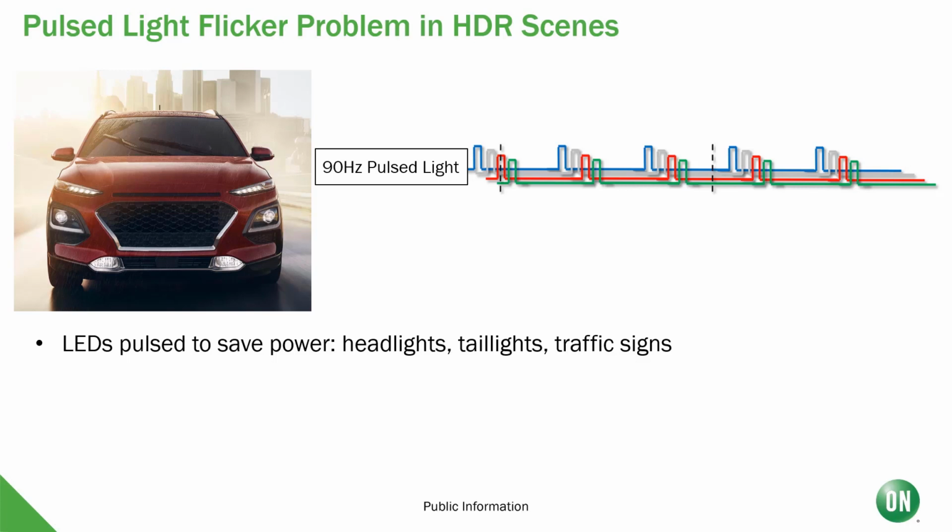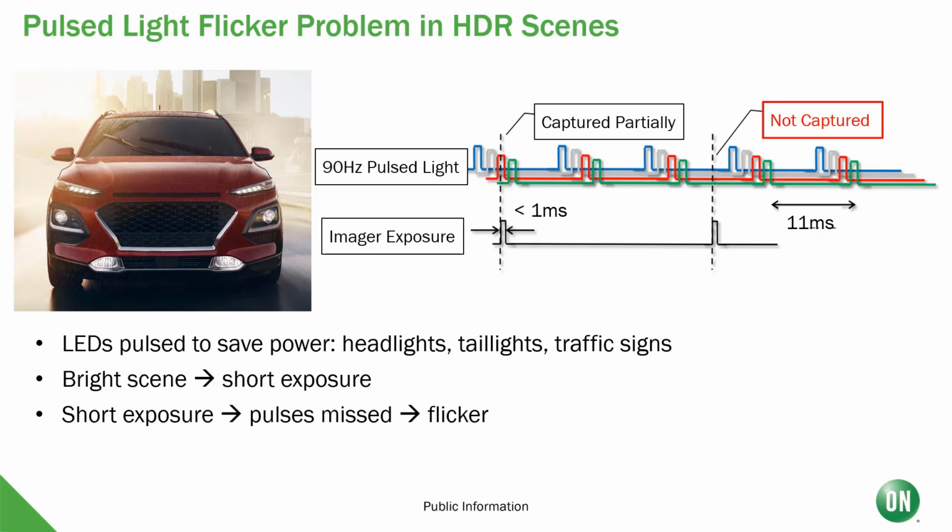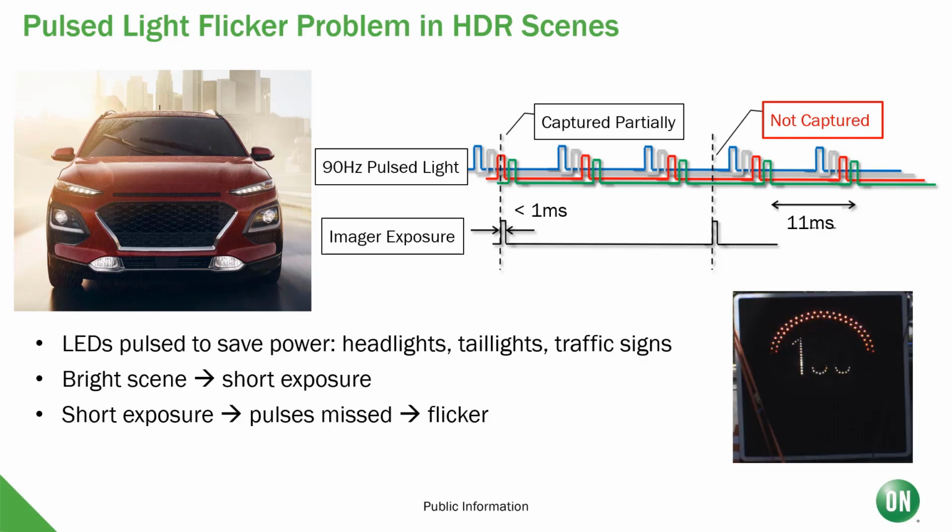Where this causes a problem in imaging is that in a bright scene such as this, we typically want to use a shorter exposure time so as not to oversaturate the bright parts of the scene. But when we do that, we will sometimes capture the scene when these lights are actually off. And when you put that together in a video stream, it appears as flicker and looks like these lights are turning on and off.